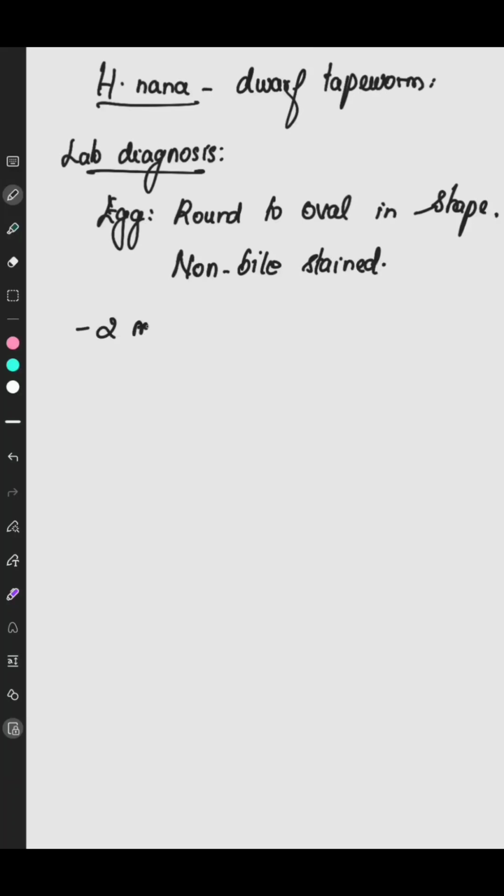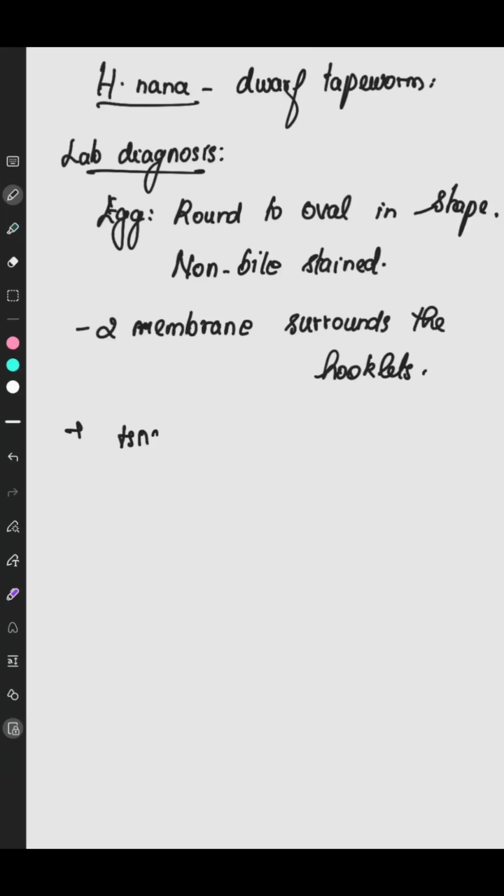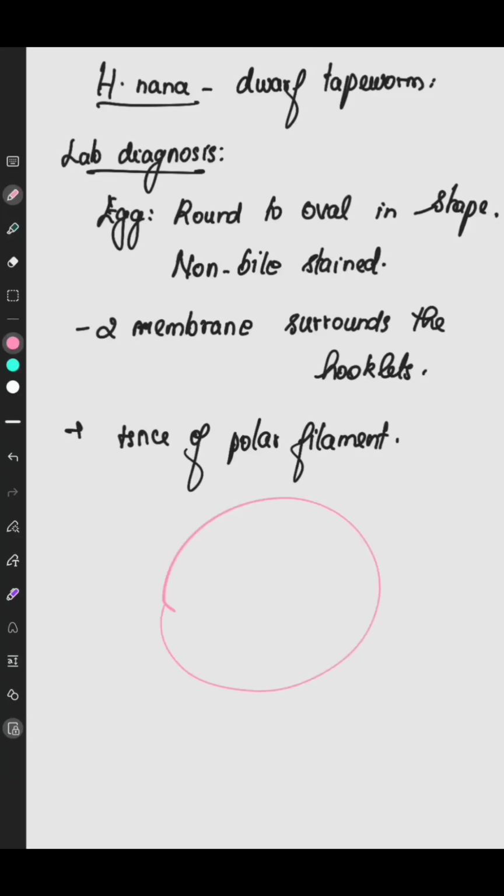Two membranes will be surrounding an embryo. The same as taeniasis, here also Hymenolepis nana contains 6 hooklets, that means 3 pairs of hooklets. And you can see the presence of polar filaments at both the poles of the embryophore. And then the egg is the infective and the diagnostic form of the infection. The larval stage is known as cysticercoid larva.